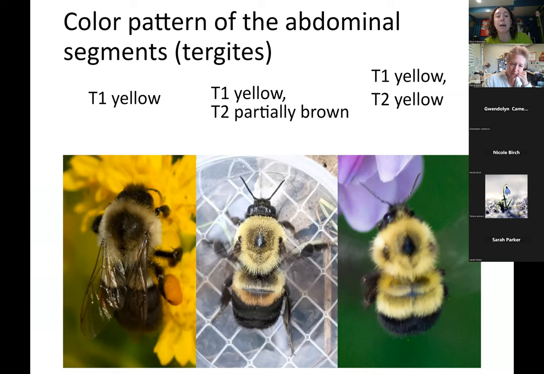So then taking a look at these abdominal segments. This bumblebee on the left here is a common eastern bumblebee. T1 refers to that first abdominal segment. We can see that first abdominal segment is yellow, which is a pretty good indication that this is Bombus impatiens, or the common eastern bumblebee. The photo in the middle, we can take a look at those first two abdominal segments. T1 is yellow, and then T2 is partially brown, kind of in that sort of crescent shape. And then our bumblebee here on the right has both of the first two segments, T1 and T2, all yellow. So that kind of shows what we're referencing when we're talking about T1 or T2.